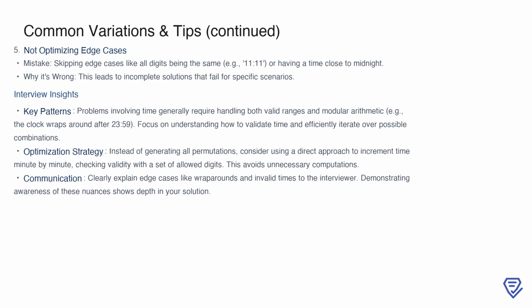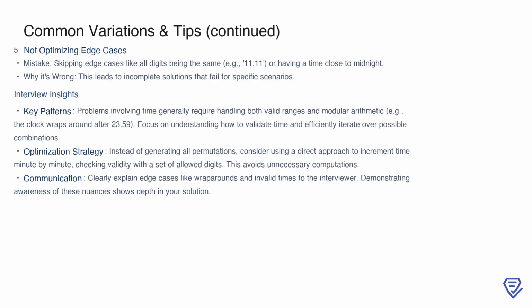Next, it's essential to optimize for edge cases. Scenarios like all digits being the same, such as 11:11, or a time close to midnight, like 23:59, often trip up solutions that aren't robust. Ignoring these can leave your algorithm incomplete.